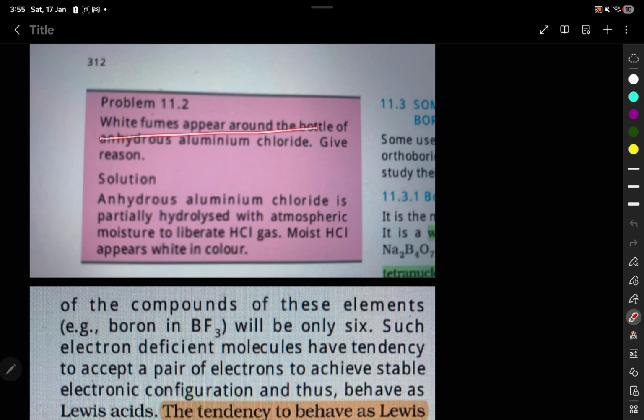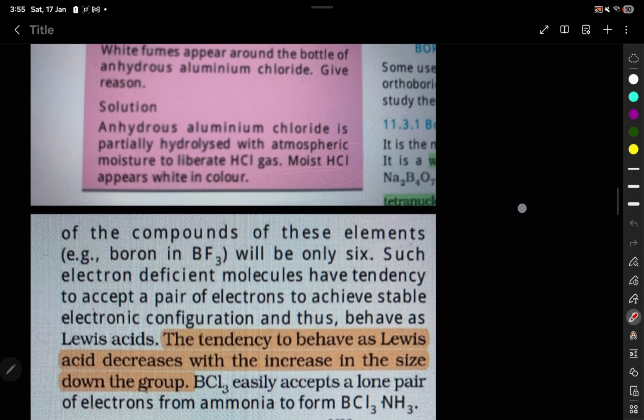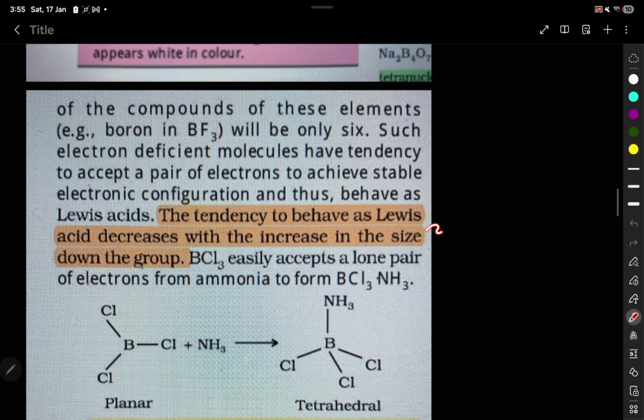White fumes appear around the bottle of anhydrous aluminum chloride. Give reason: because it gets hydrolyzed with atmospheric moisture to liberate HCl gas, and moist HCl gas especially, color is white.